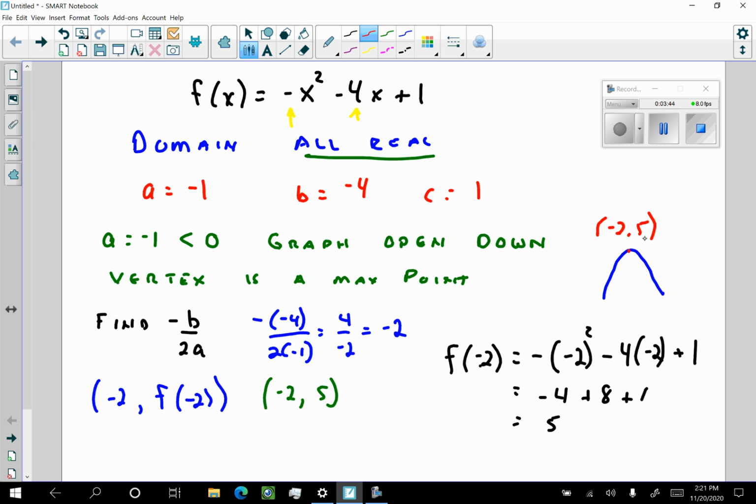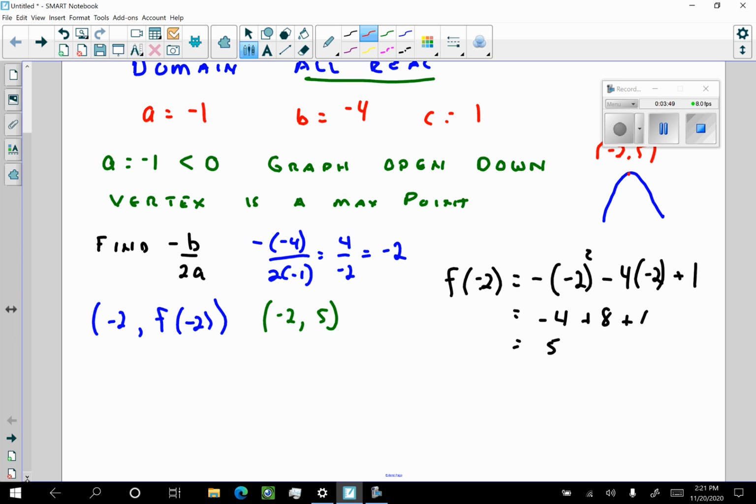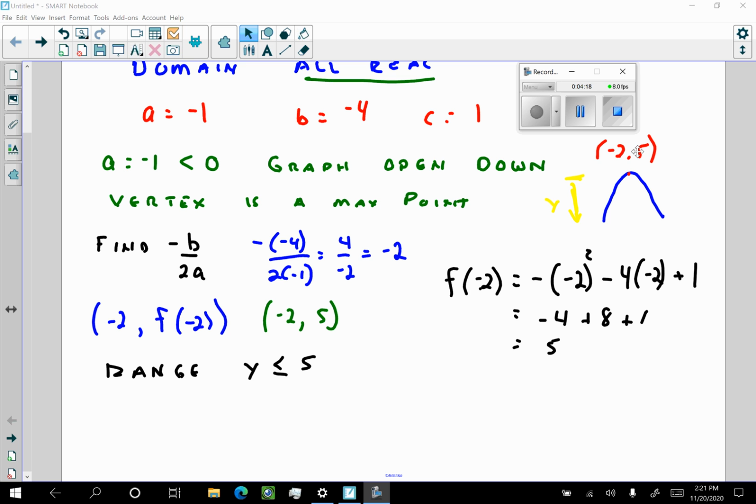And I can wait till I graph it, or I can make all these statements right now if I want. Well, I know it opens down. I know the vertex is negative 2, 5. Right away, then, by my notes, I know that the range is going to be y less than 5, because it's going to be all of these y values less than this 5 value there.